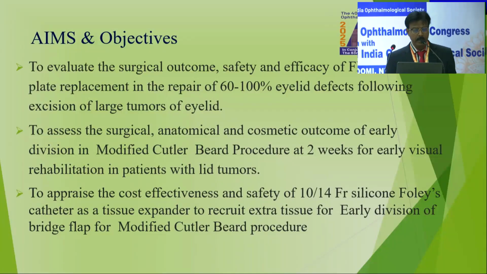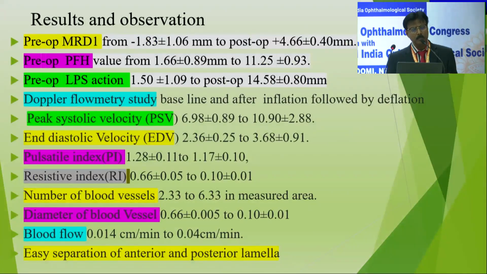Aims and objectives: to evaluate the surgical outcome, safety, efficacy, to assess the surgical, anatomical, cosmetic outcome of early division of the modified Cutler-Beard procedure at 2 weeks, for early rehabilitation of the patient with lid tumors, to appraise the cost effectiveness of the 10 French, 14 silicone catheter. So results of Doppler flowmetry: MRD1 minus 1.2883 to 4.6 millimeter, pre-op PFH value 1.66 to 11.25, and the LPS action 1.50 to 14. That means a good cosmetic outcome.